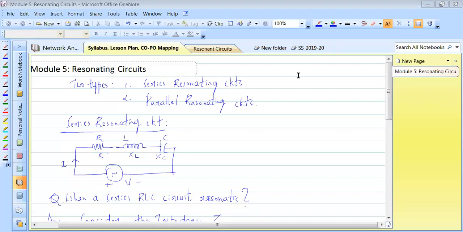As we were discussing yesterday, we are starting with module 5, that is resonating circuits. Now, in module 5 you have another topic which is the two-port networks. Since the resonating circuits are something that we can cover comfortably online, we have taken this resonating circuit first.